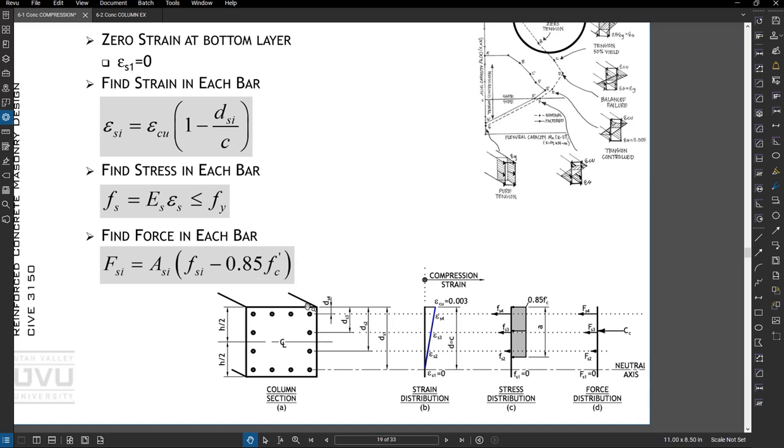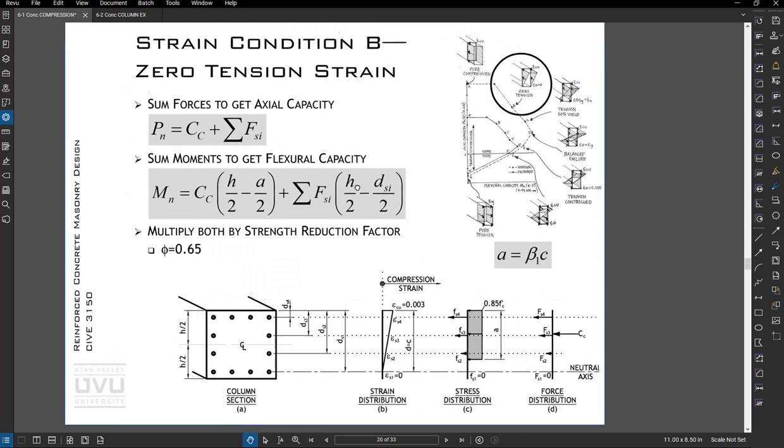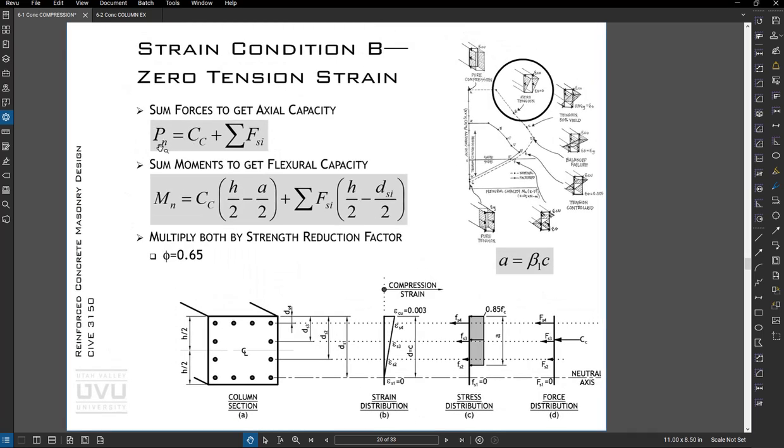Okay, so once we have that, we can do a summation of forces. So we have the compression force in the concrete, and then we have 3 compression forces in the steel. No tension in the steel yet because there's 0 tension strain at the bar. So right here is the point of inflection, so to speak. This little part of concrete's in tension, but it doesn't really make much of a difference.